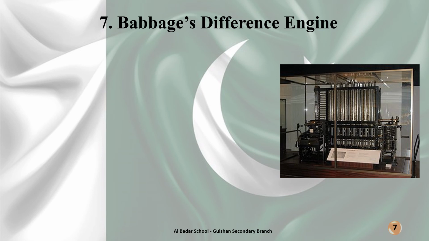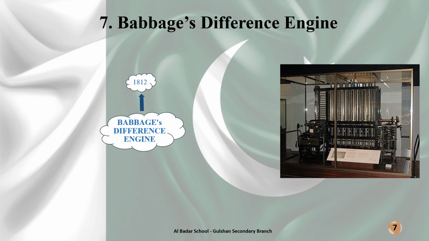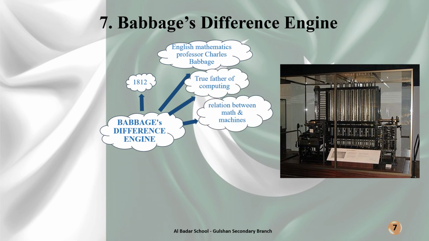So he found out the use of gears and levers, because at that time these were the machinery equipments, and these are the mechanical components, means these are the machinery parts. So he used them, and in 1812 Charles Babbage noticed a natural harmony between machines and mathematics. So he found out the relation between maths and machines.